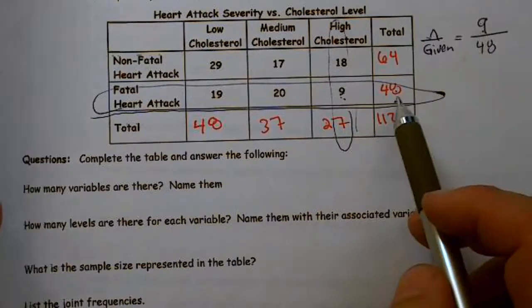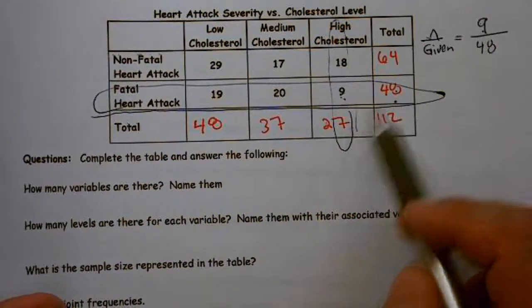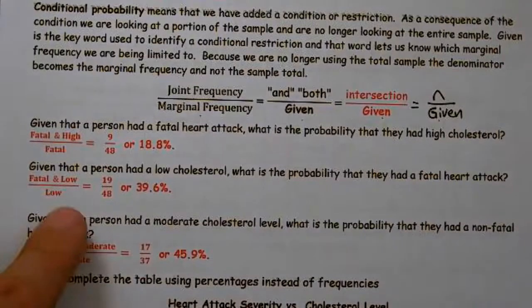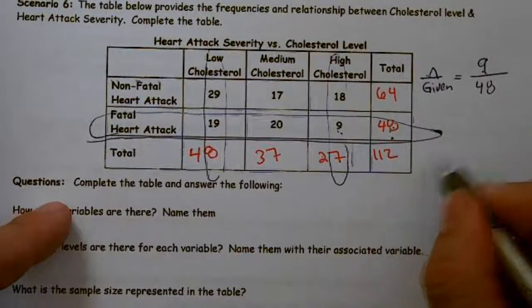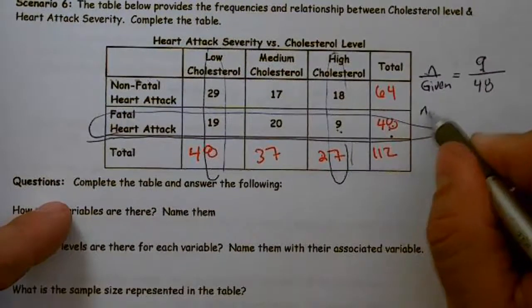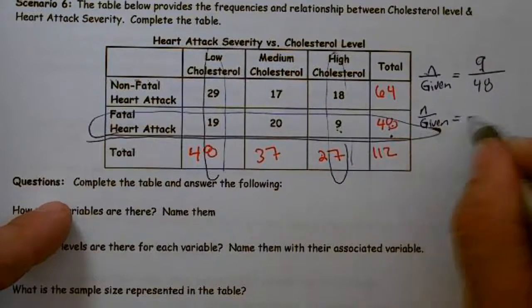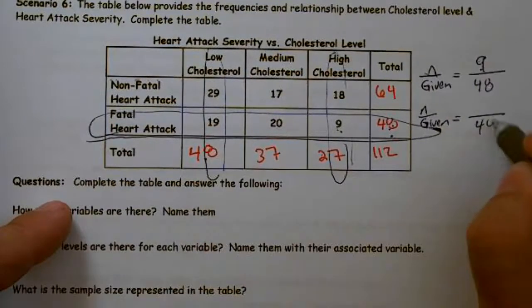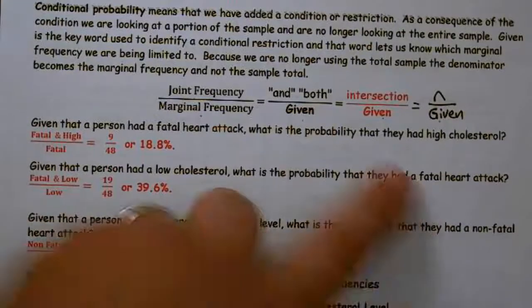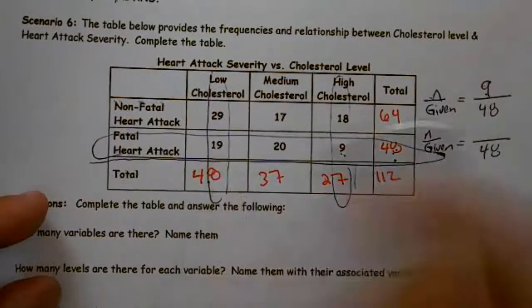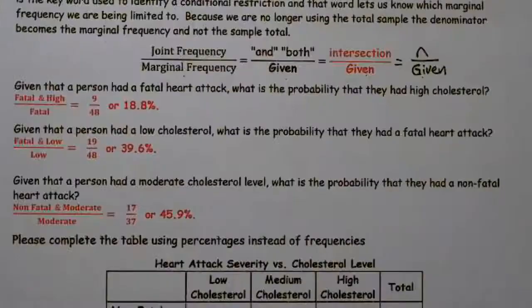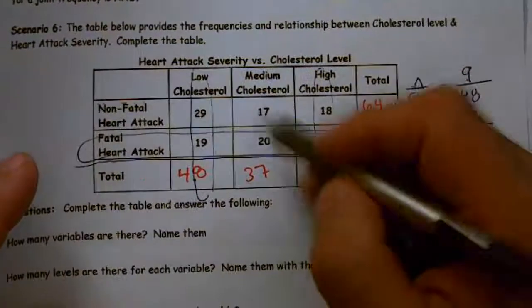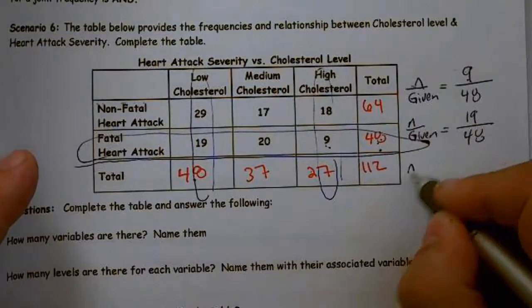So now we're not talking it out of the 112, we're only taking it out of the 48. Given that a person had low cholesterol. So once again, now I'm looking at this column, low cholesterol. And remember, it's always intersection over given. So low cholesterol, there's only 48 of them. What's the probability they had a fatal heart attack? Well, that would be 19/48.